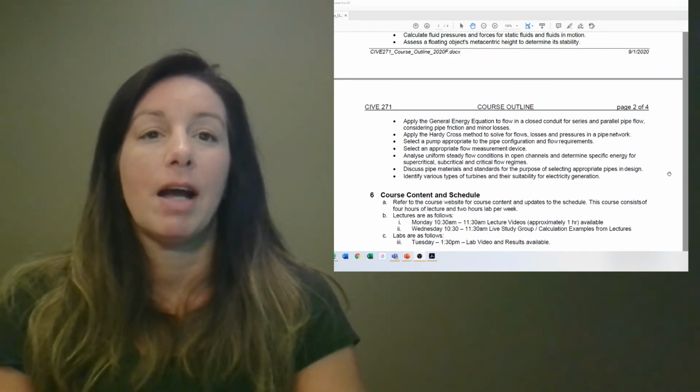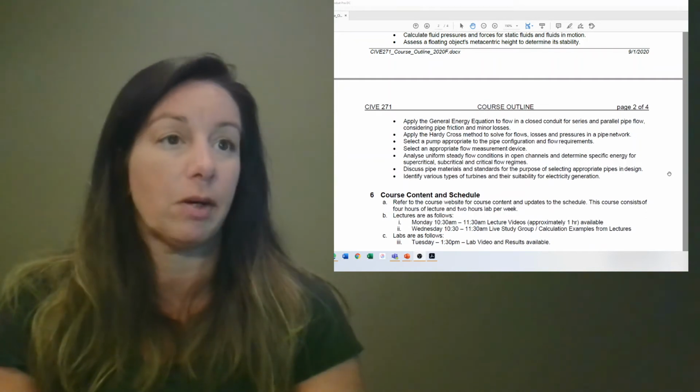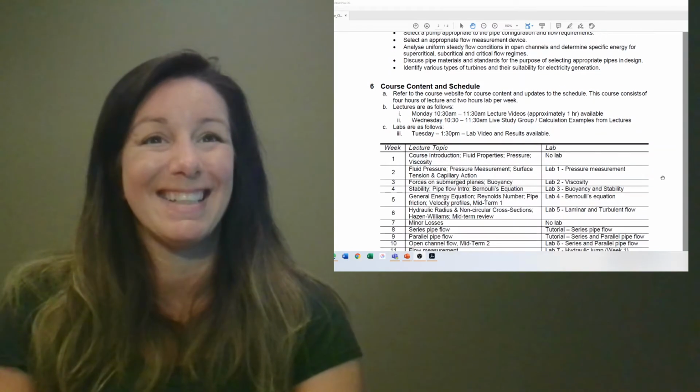And identify various types of turbines and their suitability for electricity generation. Oh, that's good. Got a little bit of experience doing that.